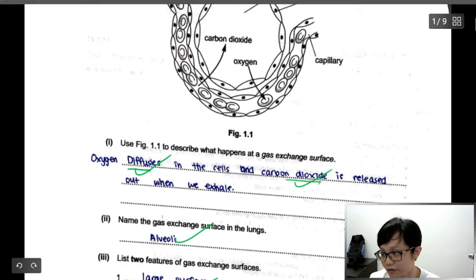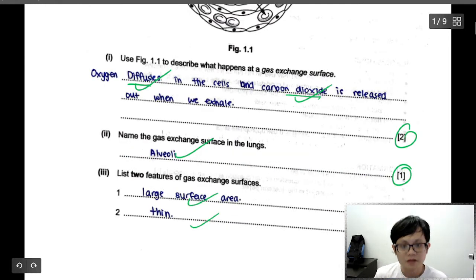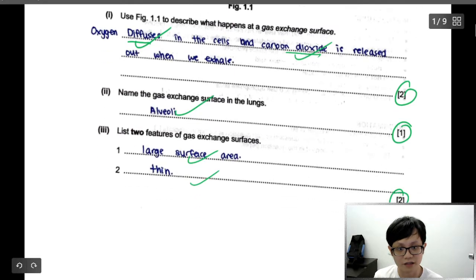Oxygen moves in and carbon dioxide moves out through the process of diffusion. Okay, so you get 1 point for diffusion. Carbon dioxide, oxygen move in and move out, you get another point. Name the gas exchange surface area. So the name of the structure is alveoli.